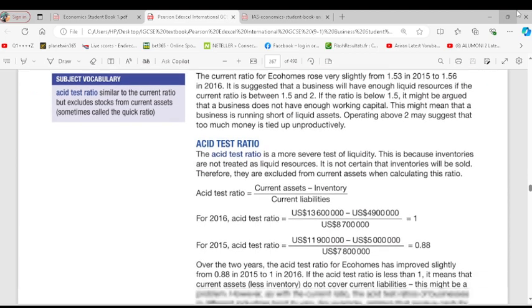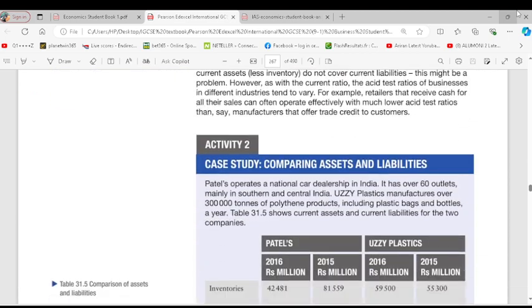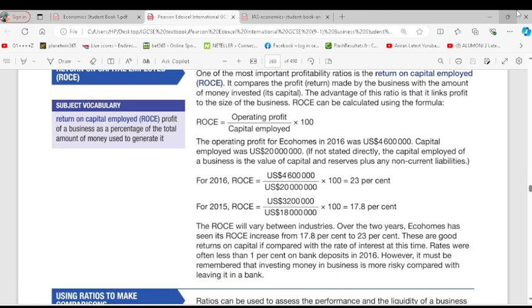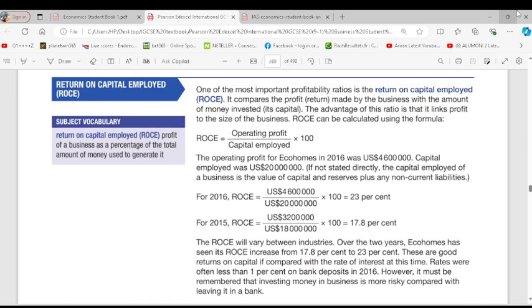And the last one is return on capital employed, ROCE. Did you get it or not, please? So we go on to return on capital employed. It is simply talking about profit of a business as a percentage of the total amount of money used to generate it. The owners of the business have funded the business.